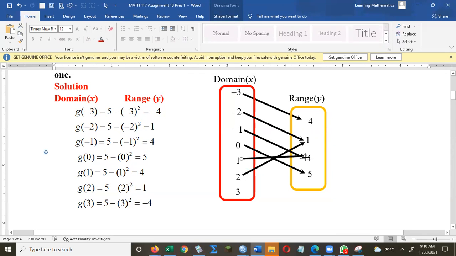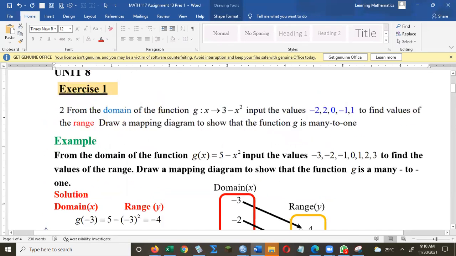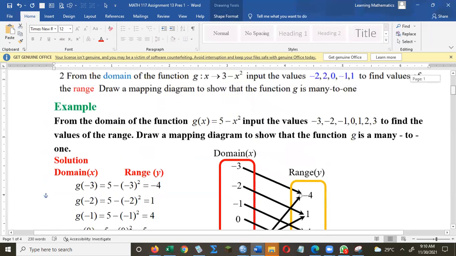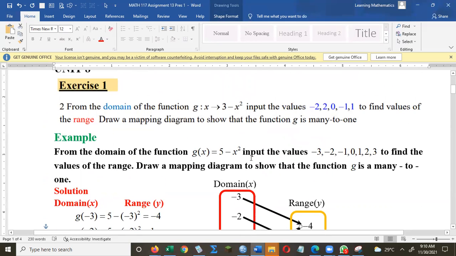All right, bear that in mind. Many domains mapping onto 1 range. 3 is a domain. Let's put it by 3. 3 maps onto -4. So here you have many mapping onto 1. And this is the completion of this first question in assignment 13.